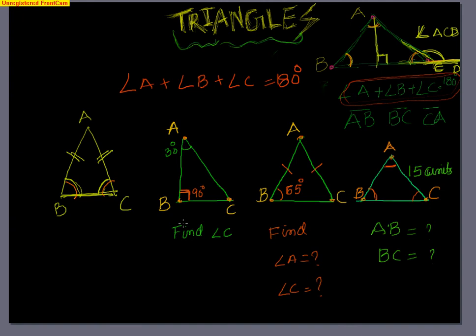A is 30 and B is 90, plus C, which I don't know, but it is equal to 180. Now it is simple math. 120 plus C is equal to 180. That gives me C equal to 60 degrees. Okay, right.